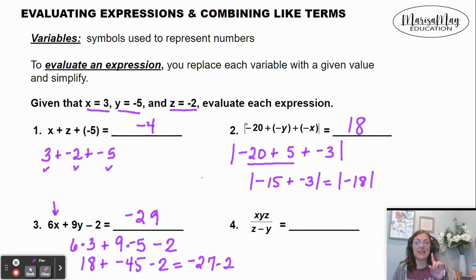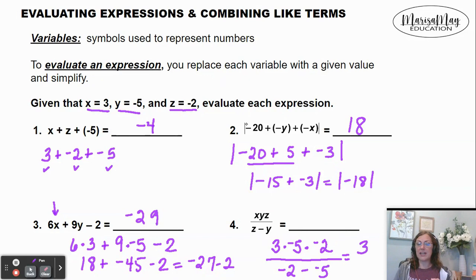Let's look at one more like this. Notice on the top of number 4, I have XYZ. Remember, that means multiply. So x is 3 times y is -5 times z is -2. And then on the bottom, z is -2 minus y, which is -5. Multiply on the top. 3 times -5 is -15 times -2 is +30. And then on the bottom, -2 minus -5, we add a line and change the sign of the next number. So that gives me a 3 on the top. We can finish up by doing 30 divided by 3, which is 10.